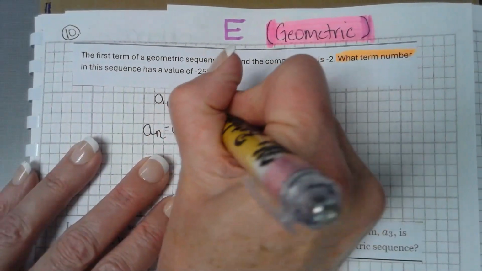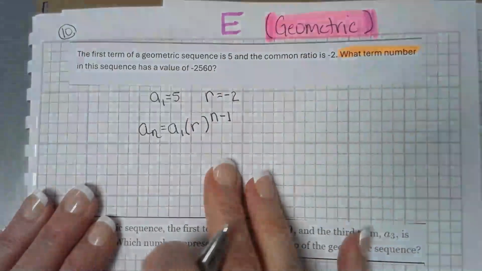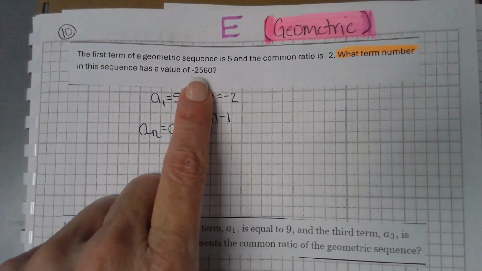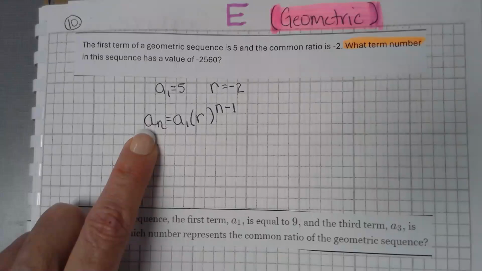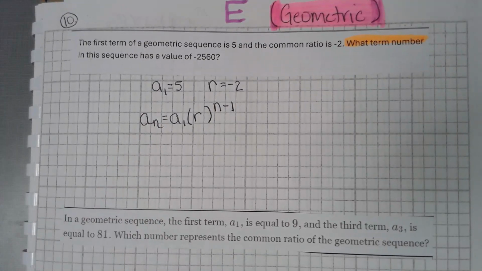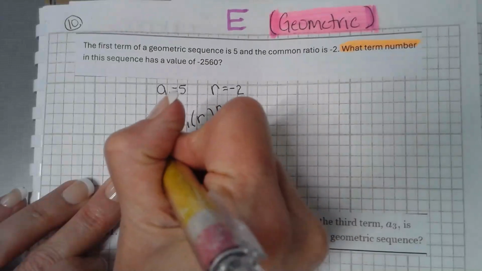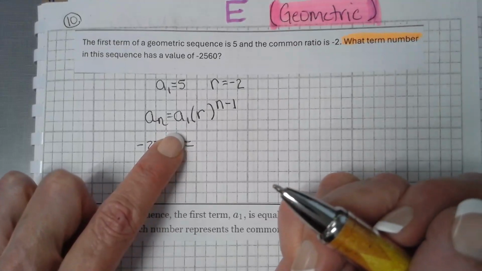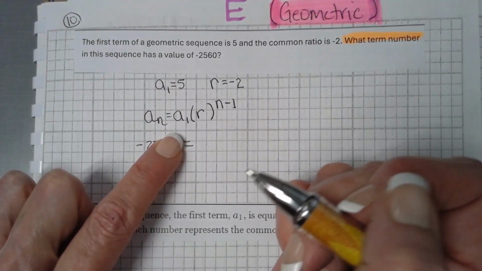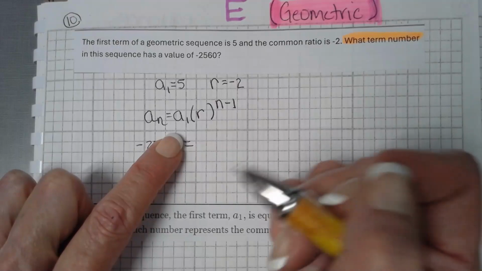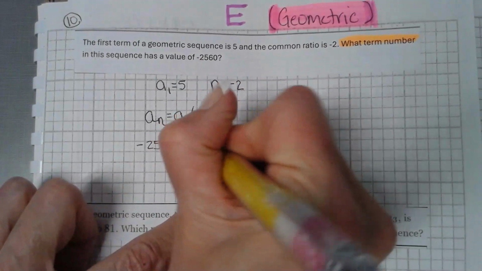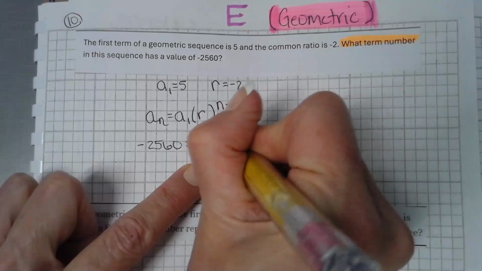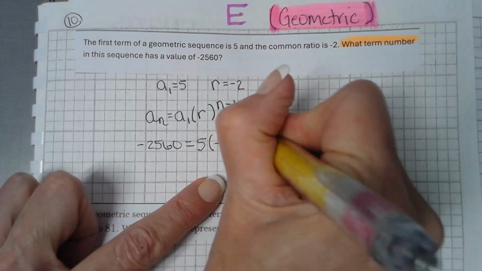Okay, so let's remember that our formula for geometric is a sub n equals a sub 1, which gets multiplied by the r and raised to the n minus 1. That's our formula. Okay, so this is a value. It goes on the other side. So it'd be negative 2560 equals, the first term is what? The value of the first term is what? 5. And what is my common ratio? Negative 2 raised to the n minus 1.